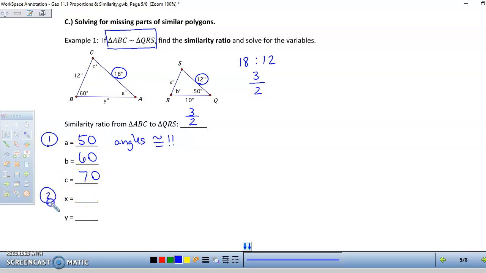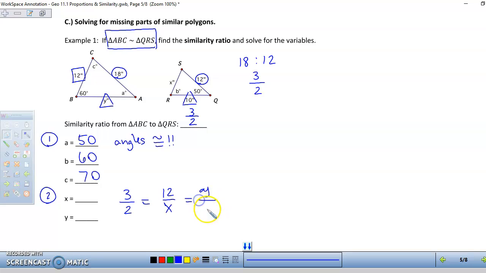Okay, second, doing all of these side lengths, you are going to use that similarity ratio. So big triangle to small triangle. So big triangle 12, BC, goes with RS, which is X. So that's 12 to X. And then Y would have to go with the 10. So AB goes with QR.